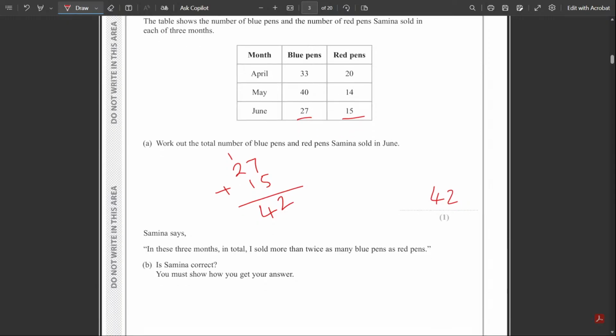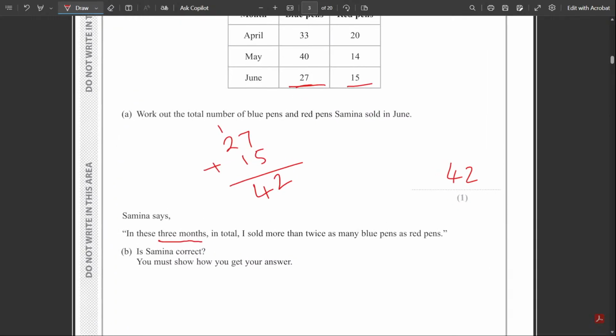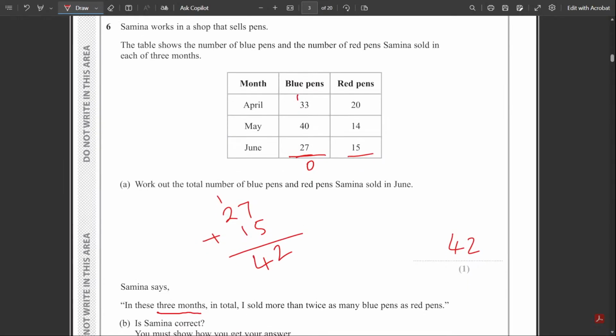In 3 months in total, Samia says she sold more than twice as many blue pens as red pens. Is Samia correct? You must show how you get your answer. So we're looking at all 3 months together. We add how many blue pens we sold. We can use a column method again to add those up. 3 and 7, that's 10, so 0, carry 1 forward. 4 and 4 is 8, add 2, that's 10. So we sold 100 blue pens. And then for red we got 20, 30, 40 and 49.